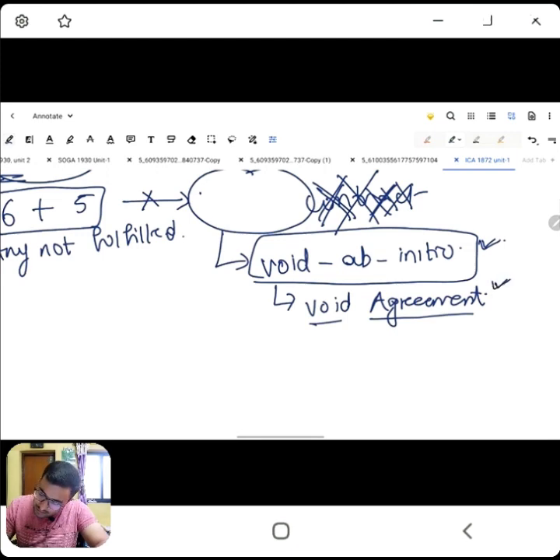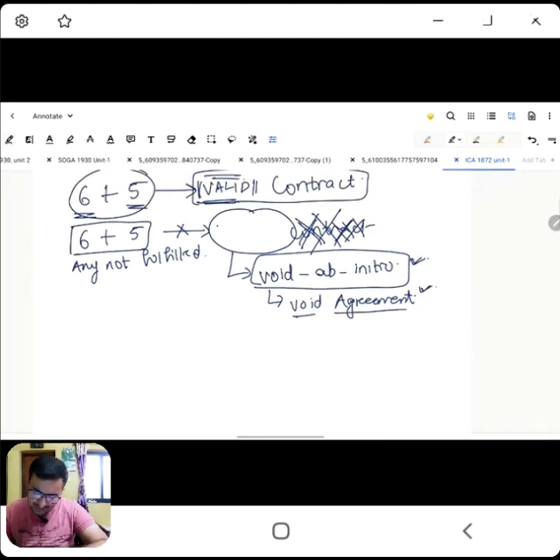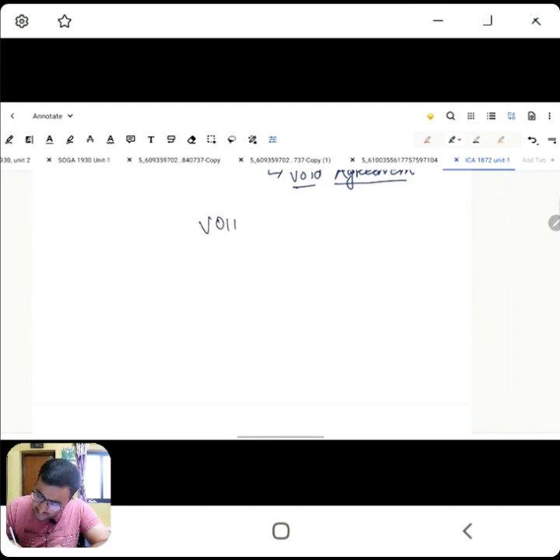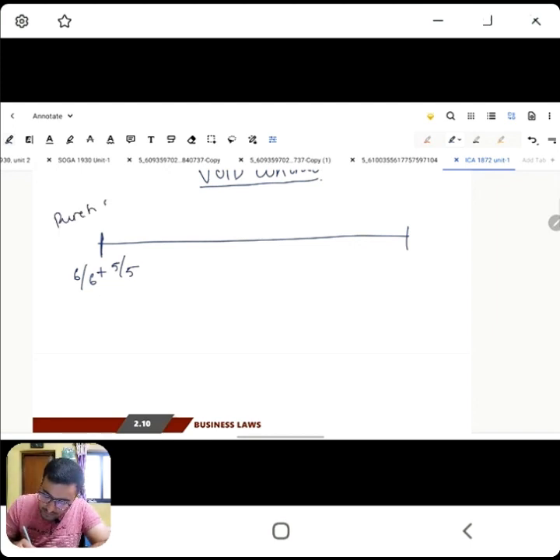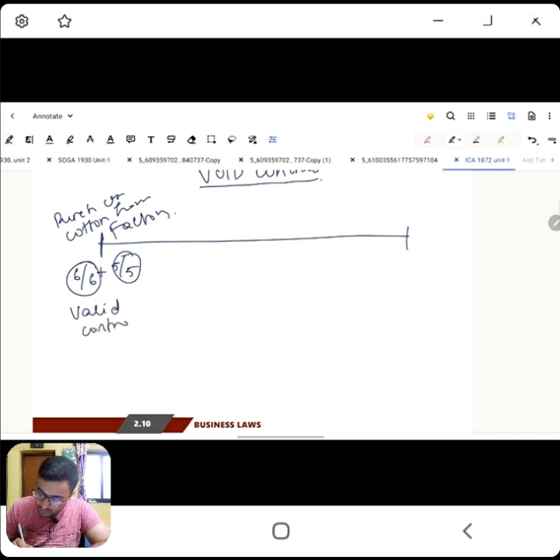Okay. Then, sir, we have heard this word void contract so many times. What is this void contract? Now, please understand, over here, this is a timeline. Say over here 6 out of 6 fulfilled plus 5 out of 5 fulfilled, right? Say suppose we enter into a contract for purchase of cotton from a factory. All the conditions are fulfilled here, therefore this is a valid contract.